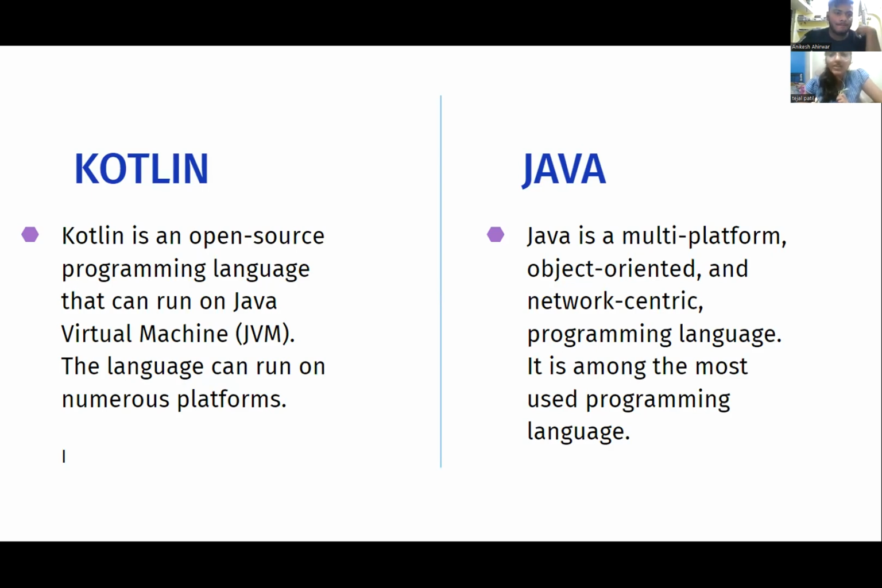First, Java. Java is a multi-platform object-oriented language that mainly focuses on objects, which is among the most used programming languages. Second is Kotlin. Kotlin is an open source programming language that can run on the JVM. This language can also run on numerous platforms.